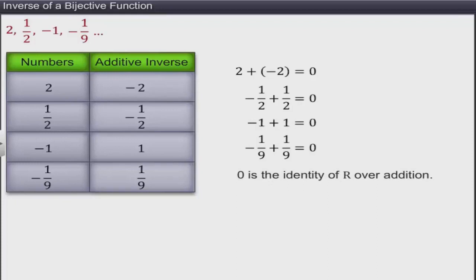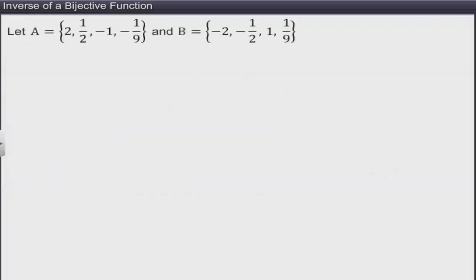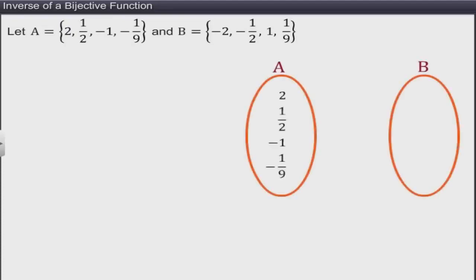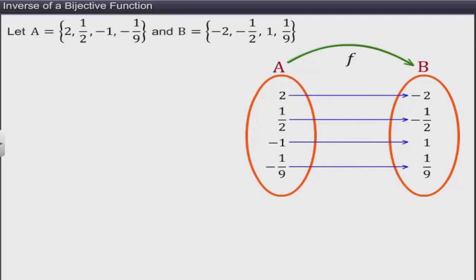Now, let's see if the inverse of functions exists. Let us denote the set of numbers 2, 1/2, -1, and -1/9 by A, and the set containing the additive inverse of the elements of set A by B. Define a mapping f from A to B such that f maps the elements of set A to their additive inverses in set B.